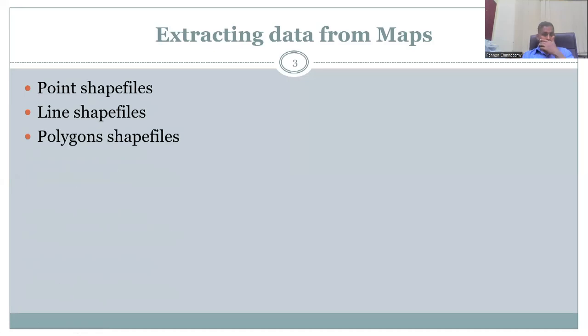So to move on, we are going to extract data from maps. The three different types of data that we can readily extract are point shape files, line shape files, and polygon shape files. These are three vector data. The data can also be converted to raster in a later stage, but we will look into the vector shape files and visualizing on Google Earth Pro. So let's do one by one.